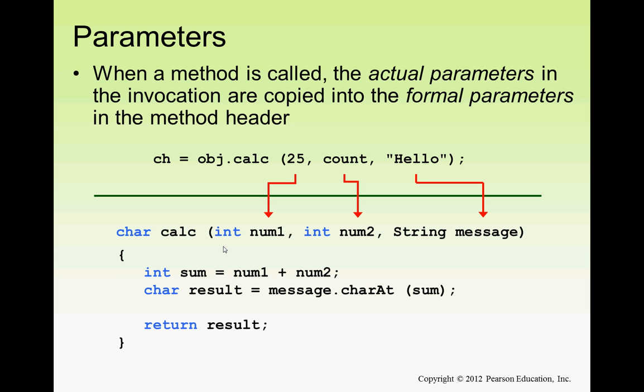Your formal parameters are the identifiers that serve as the variables inside your method. And your initial values come from the actual parameters in the invocation. Okay.